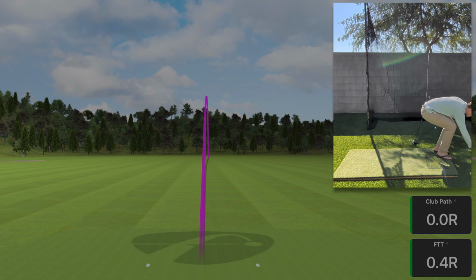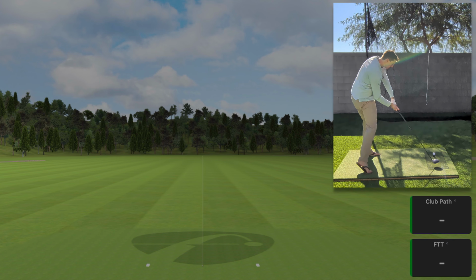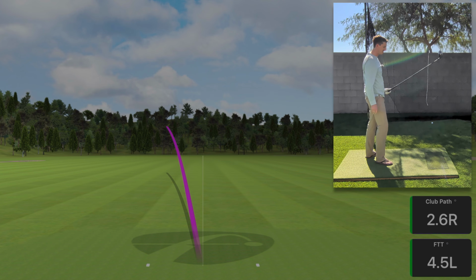What was the carry on that puppy? 255. Not too shabby. Not good.